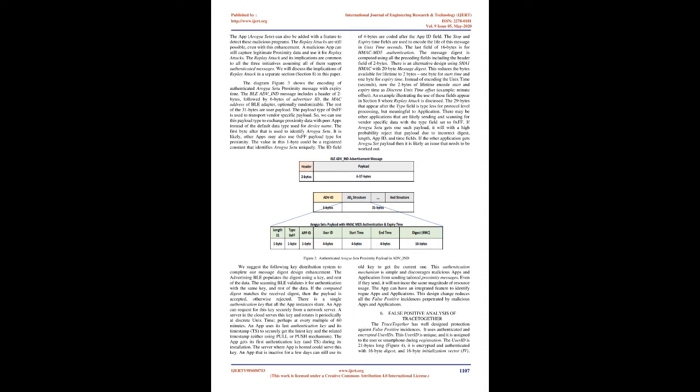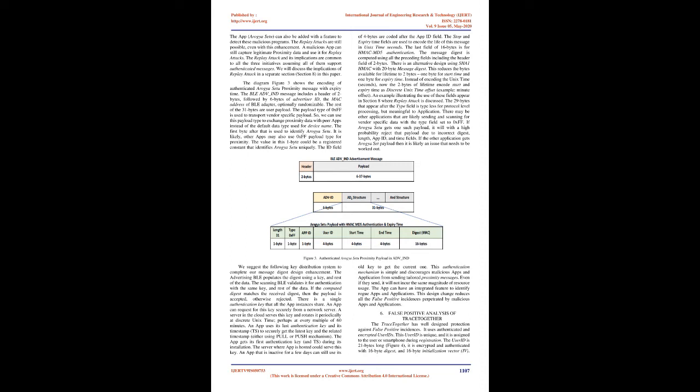The payload type of 0xFF is used to transport vendor-specific payload. So, we can use this payload type to exchange proximity data with peer apps instead of the default data type used for device name. The first byte after that is used to identify Arogya Setu. It is likely other apps may also use 0xFF payload type for proximity. The value in this 1 byte could be a registered constant that identifies Arogya Setu uniquely.